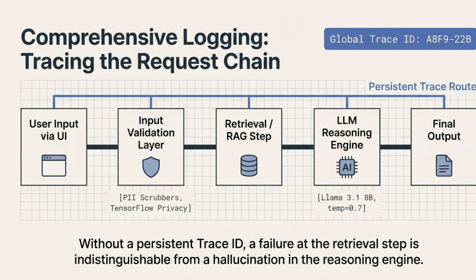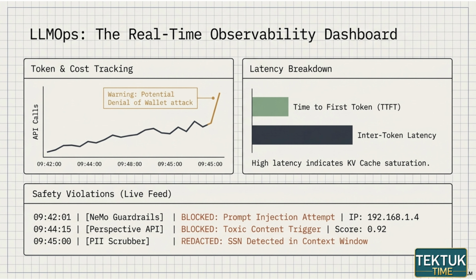So the crucial takeaway is this: without a persistent global trace ID flowing through the entire chain, a failure at the retrieval step is completely indistinguishable from a hallucination in the reasoning engine. You wouldn't know if the model just made a mistake, or if the database handed it garbage data. And all that logging data populates your LLM Ops dashboard. Think of this dashboard as your system's vitals. You're tracking API calls, right? Catching things like a denial of wallet attack, or a massive spike in requests that threatens to completely drain your budget.